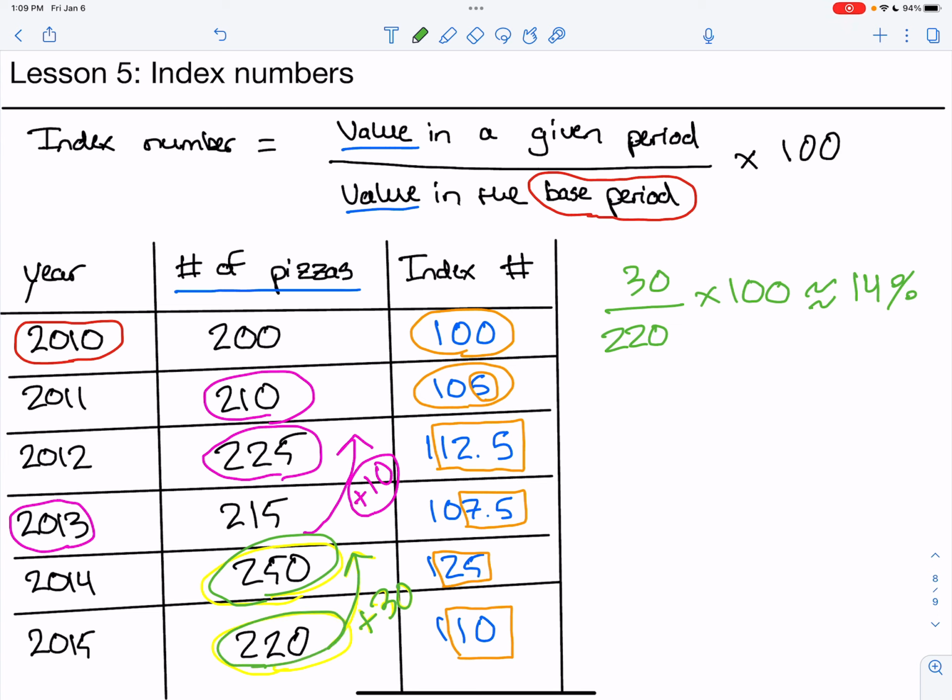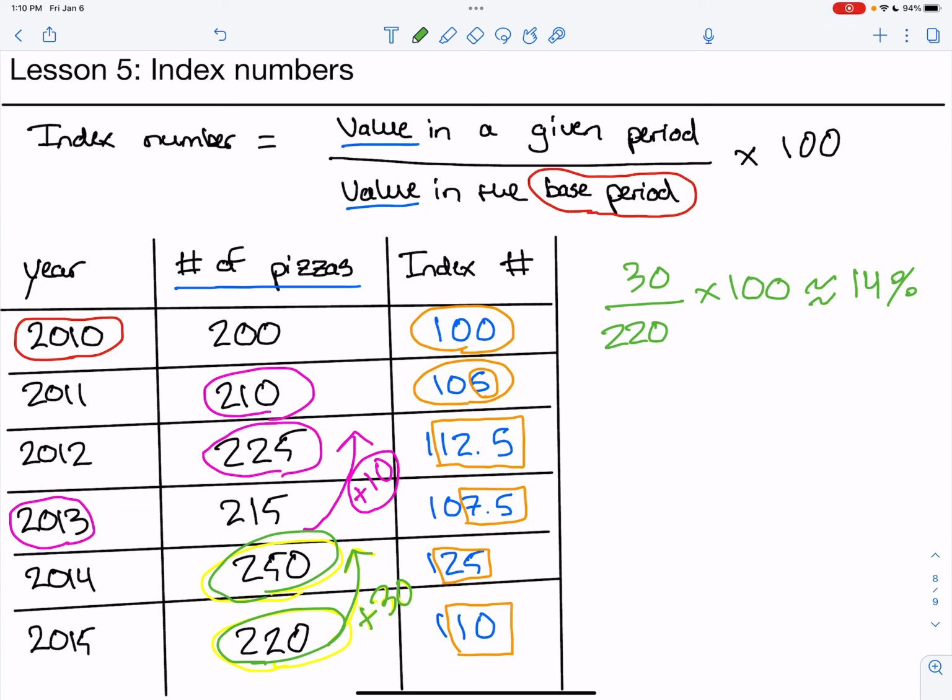Okay, so index numbers are not meant to make your knowledge of percentages just go out the door, okay? All it's meant to do is make it visually obvious, okay, by what percentage a quantity has increased or decreased from the base year. Now, why might this be useful? Okay, final point of this video. Why might this be useful?